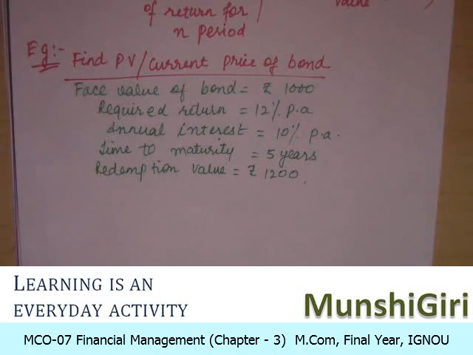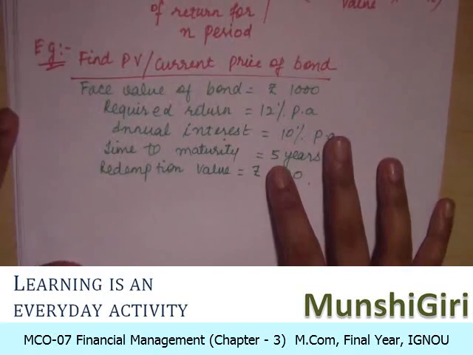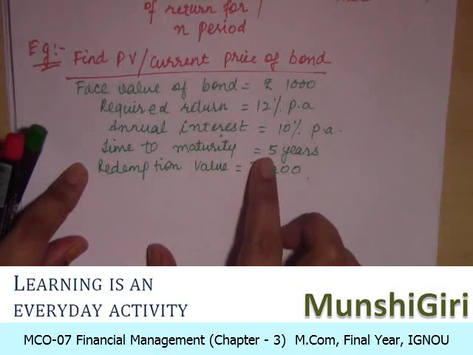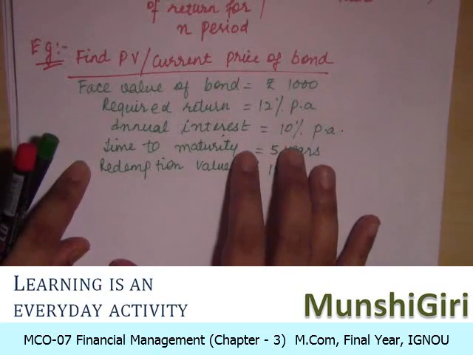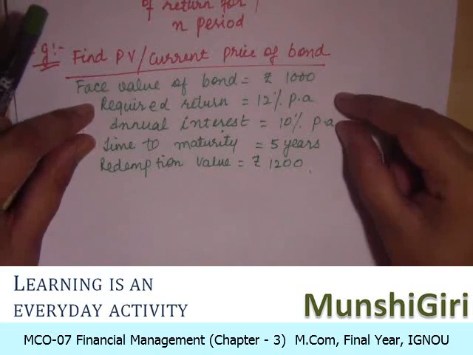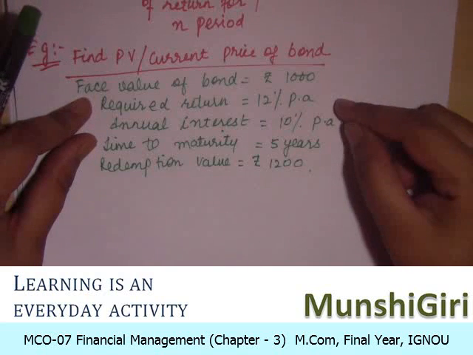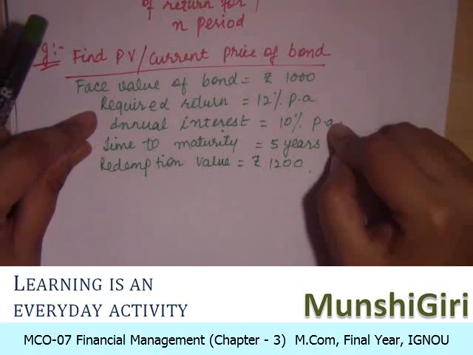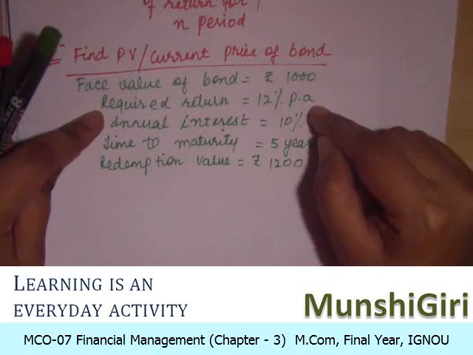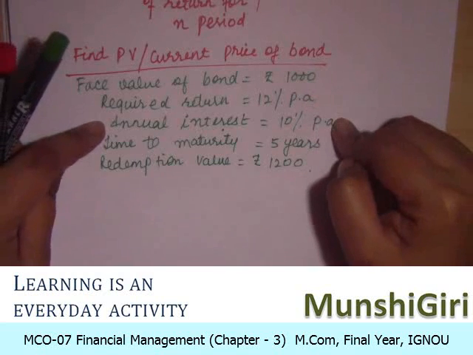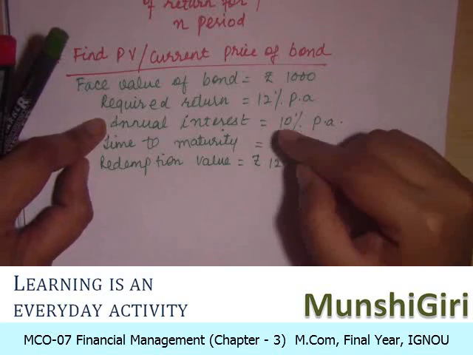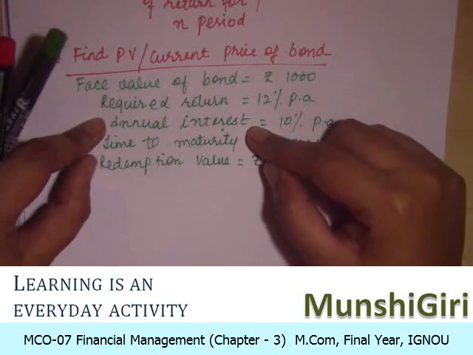Okay, first of all you need to identify that this is a redeemable bond. That is, the redemption value is given in the question, time to maturity is given in the question, so this is a redeemable bond. Now you must have been getting confused looking at these two rates. The first is the required return and second is the annual interest. This required return is the return desired by the investors on the investment, and annual interest is the rate of interest the company is paying on the bond. The interest is always paid on the face value.